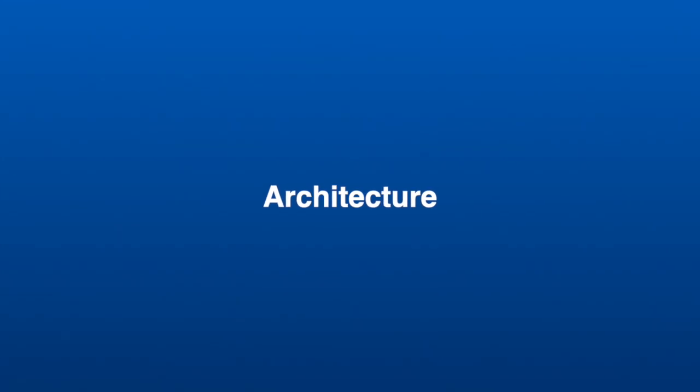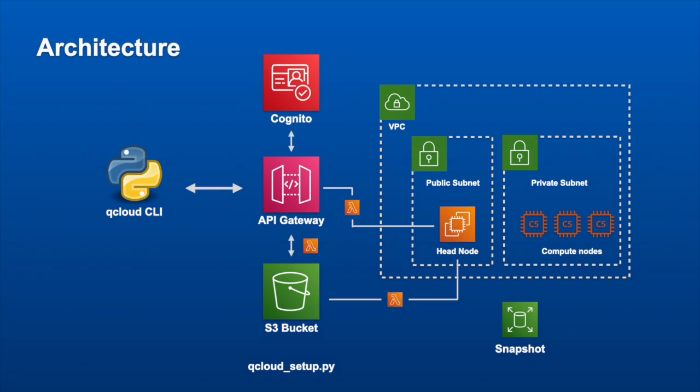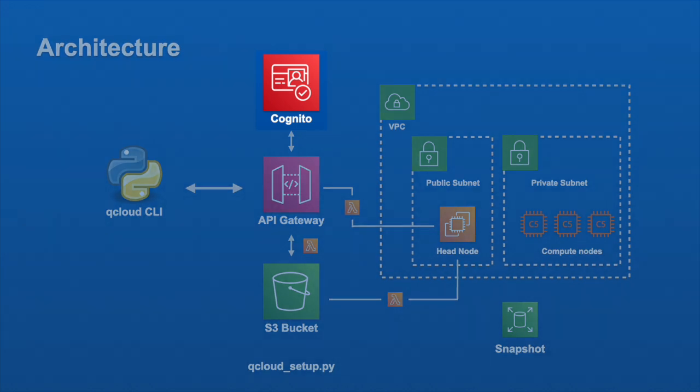Q-Cloud relies on several services provided by AWS. There are three main stacks that are launched when a cluster is started. The first stack is centered around Cognito. The Cognito service manages user access to the Q-Cloud cluster, and this access is independent of any AWS accounts. This allows users without AWS credentials to still access the cluster and run jobs.